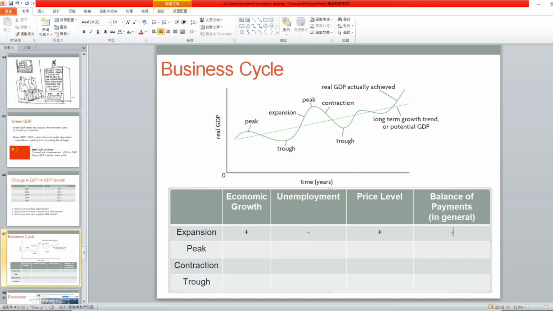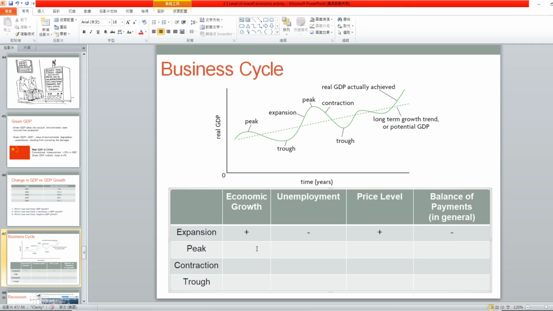When there is a higher price level, the balance of payment will be worse off. So you will see maybe there is a balance of payment deficit. We are going to explain it very soon, so don't worry about this.